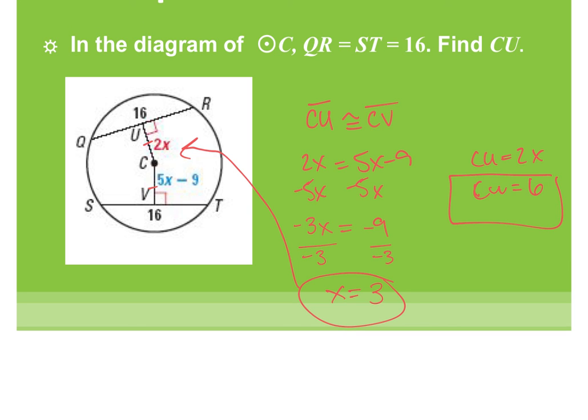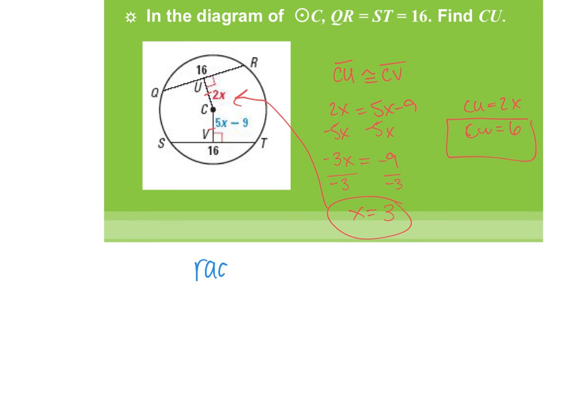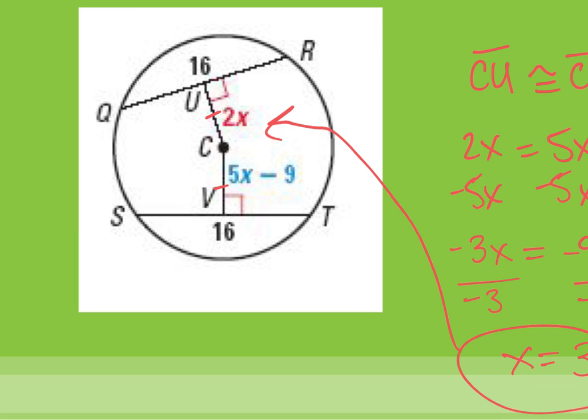Hold on. I want to add more. What if I asked you to find the radius of the circle? But isn't there no radius? There's no radius drawn here. Would you have to find a diameter, then cut it in half? We could. Do you agree? Would CQ be a radius?